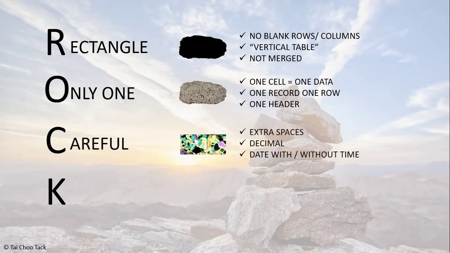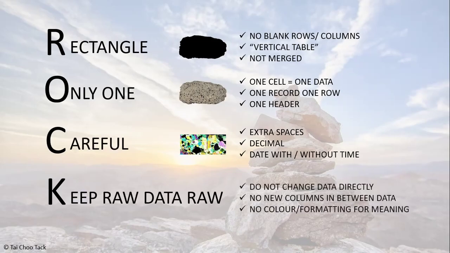Sometimes our data may have extra spaces, decimals, or dates in a different format. And finally, to make things easy to reuse over and over again, K means keep raw data raw. I do not want to change the data directly, I do not want to add new columns in between my raw data, and I do not want to use color coding for specific meaning. So these are the 4 things.